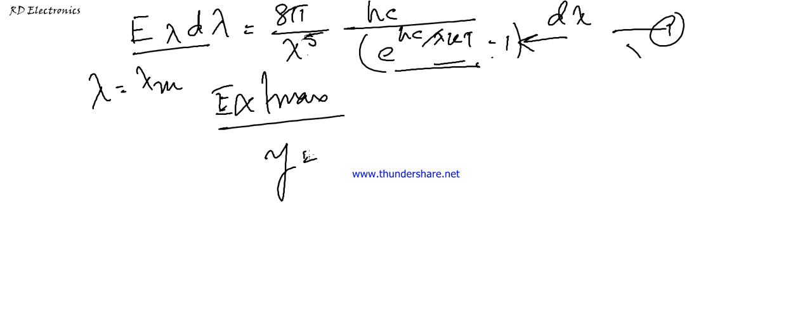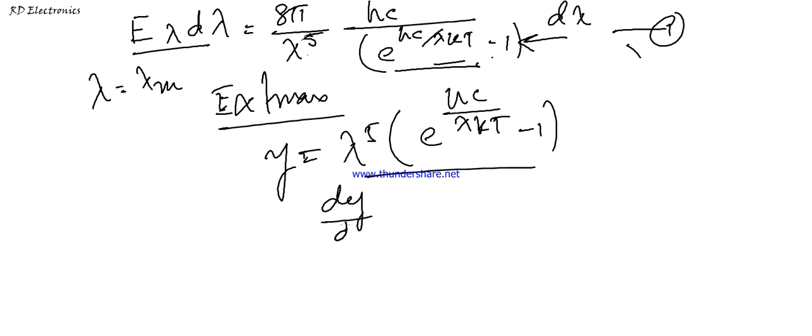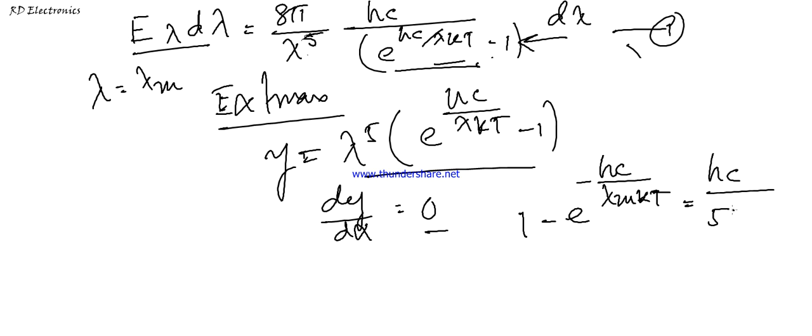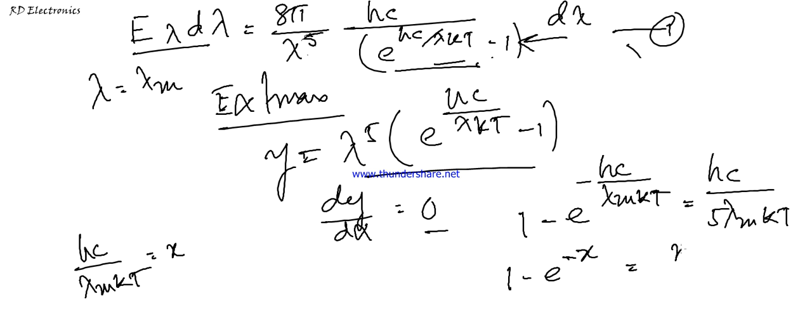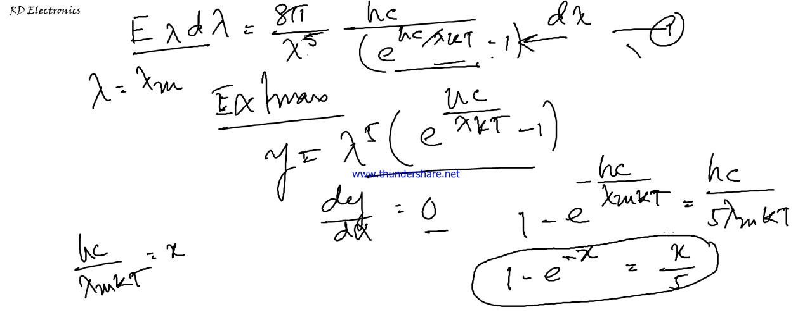Now we consider this value as y, lambda to the power 5 into e to the power hc by lambda kT minus 1. For the minimum, we differentiate this equation with respect to lambda and set it equal to 0. After that we get e to the power minus hc by lambda m kT equals hc by 5 lambda m kT. Here we consider hc by lambda m kT as x, so the equation can be written as e to the power minus x equals x by 5. Students, this is not a simple equation. It cannot be solved analytically. It is a transcendental equation, and it is only solved graphically.